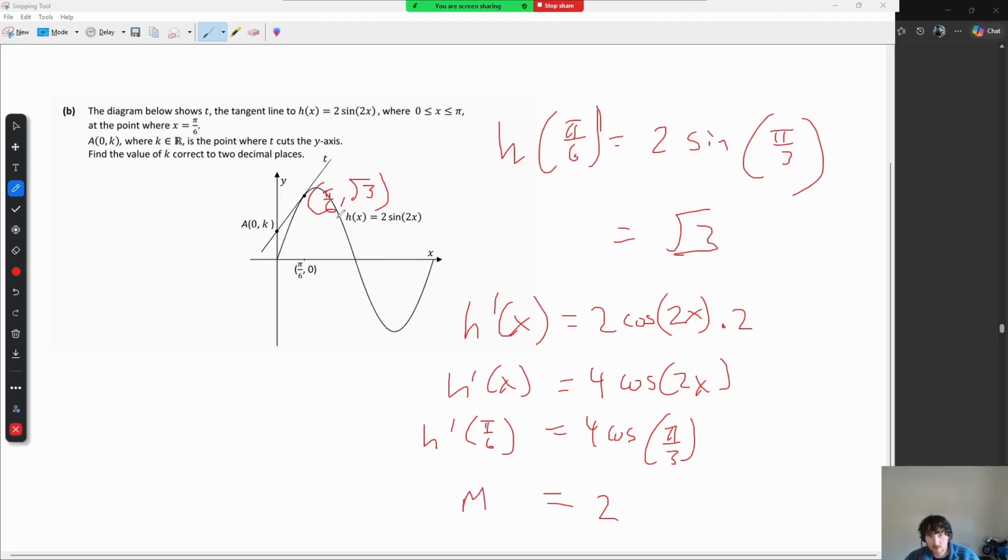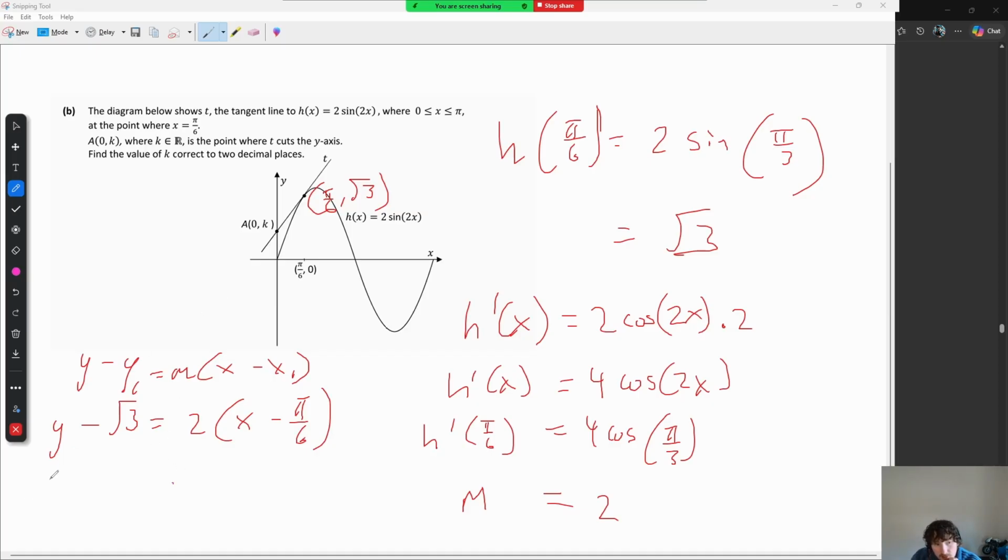Now we have its slope and we have its point. We can use y minus y1 equals m times x minus x1. So then we go y minus root 3 equals m, which is 2, times x minus x1, which is pi over 6. Now we can spend a bit of time tidying this up if we want.